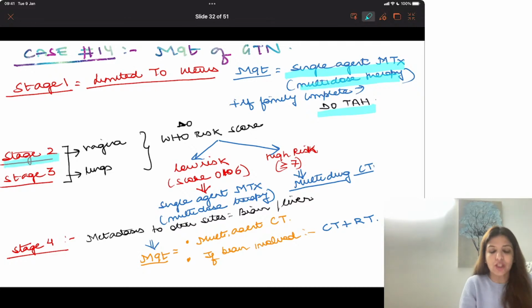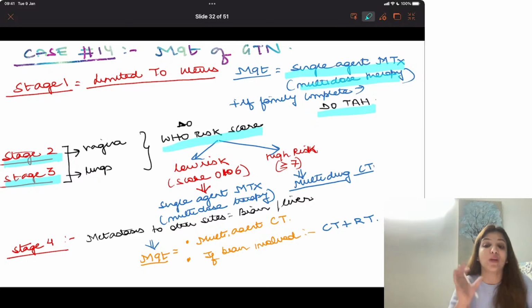Now, stage 2 GTN means when the GTN has spread to other pelvic organs, right? For example, if it has spread to vagina, adnexa, broad ligament, then it comes under stage 2. Stage 3 means the GTN has spread to lungs. Now, whenever it is a stage 2 or a stage 3 GTN, you have to do a WHO risk score. You have to calculate WHO's risk score.